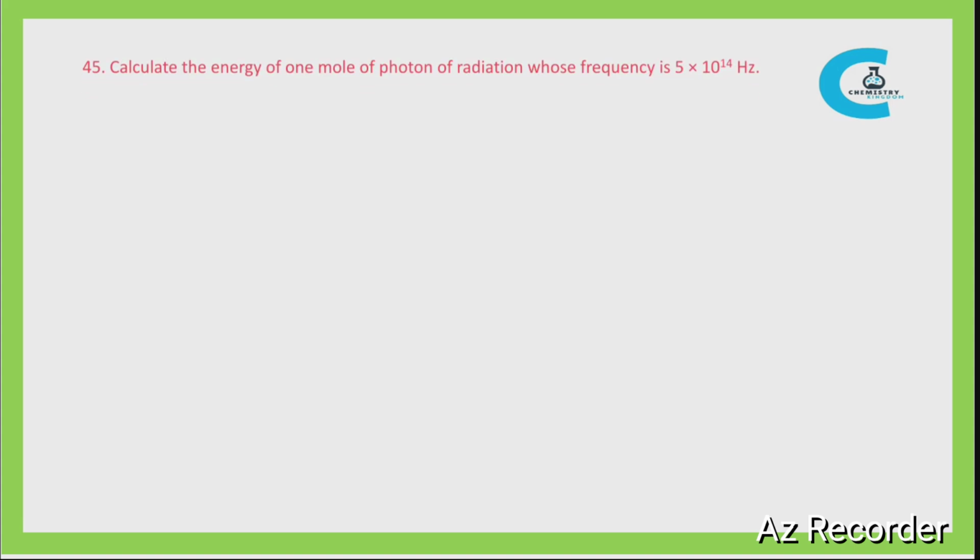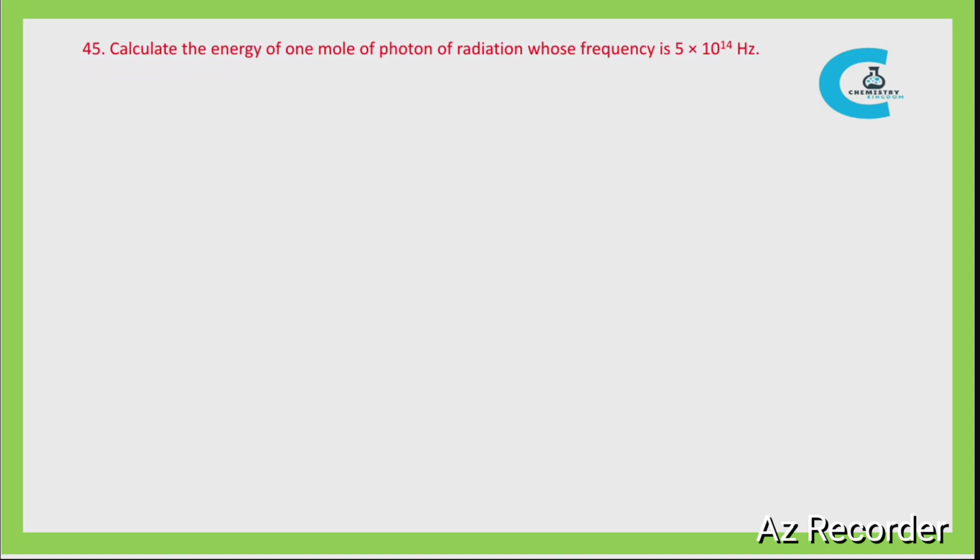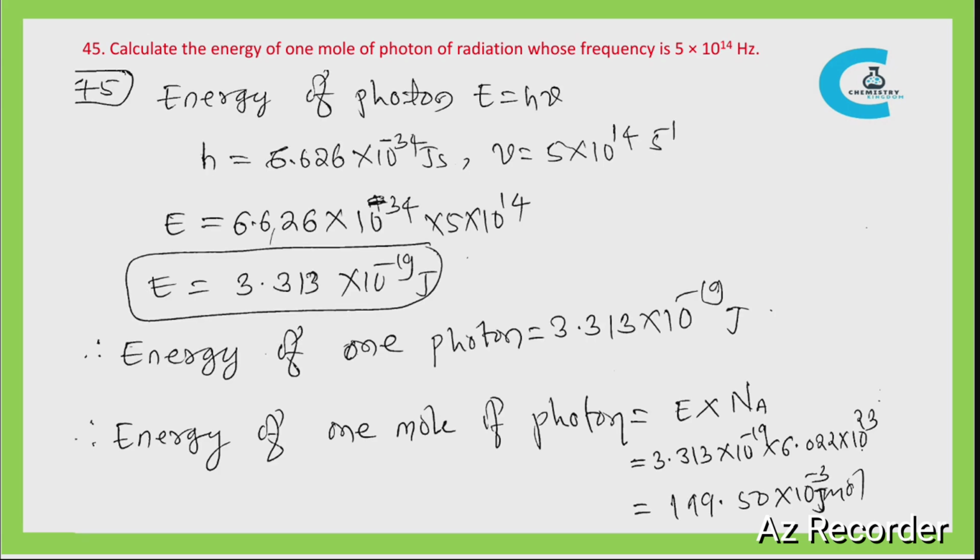Second question: calculate the energy of 1 mole of photons. First calculate for 1 photon, then multiply with Avogadro's number. We know that E is equal to h nu. h is Planck's constant, 6.626 into 10 power minus 34 joule second. nu is 5 into 10 power 14 per second. Put the values and you will get E equal to 3.314 into 10 power minus 19 joule. This is nothing but the energy of 1 photon.